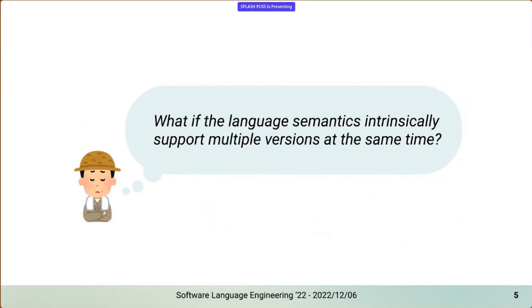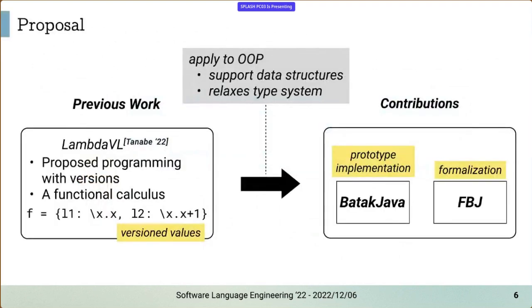And that brings us to what sort of started our research: what if, instead of just having versions outside of a program, we have the versions as part of the language semantics, and the language semantics itself intrinsically supports multiple versions at the same time? And so we built on our previous work. Previously, we proposed a core calculus called lambda VL. In that core calculus, we came up with the idea of programming with versions. And this lambda VL is a functional calculus.